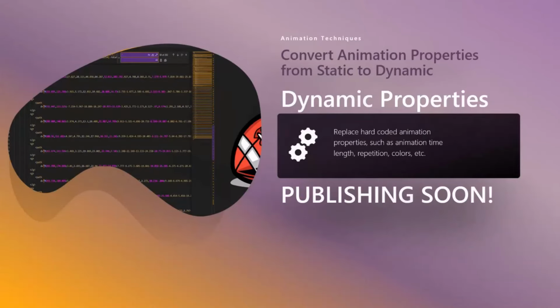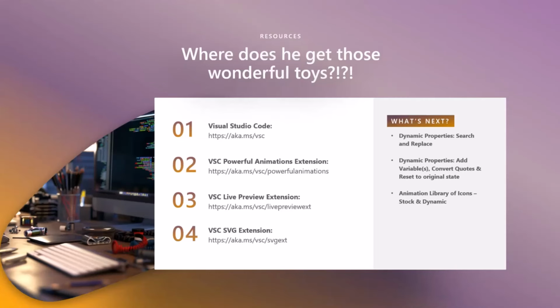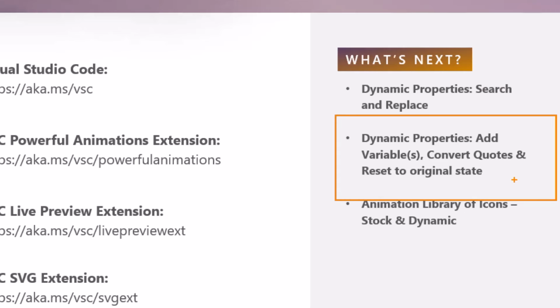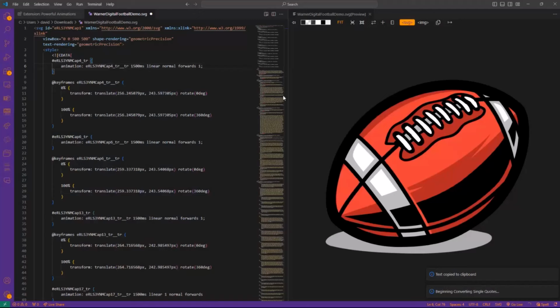We're publishing this feature soon. What's coming soon is the ability to... we've got animation libraries, dynamic search and replace, but all in one fell swoop, right? So what I'm looking to do is add the variable, convert quotes, and reset to original state. So what does that mean? It means that I'll create a combo function that does all of those things for you.